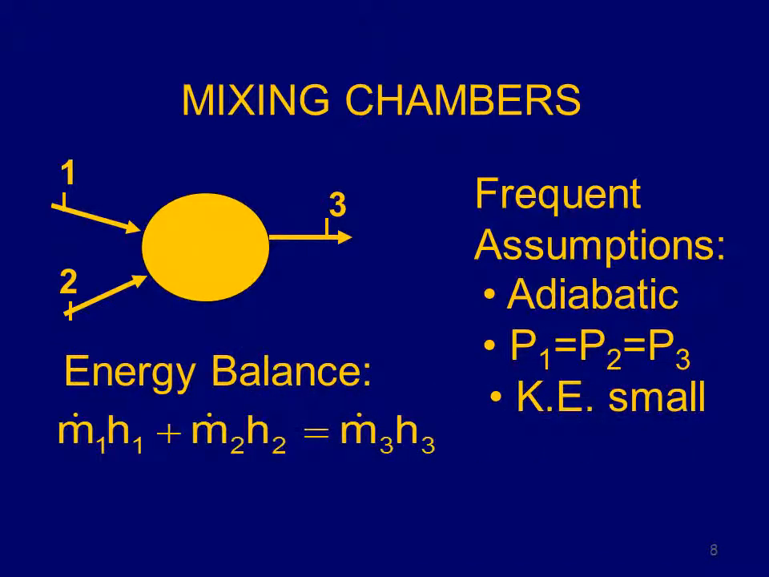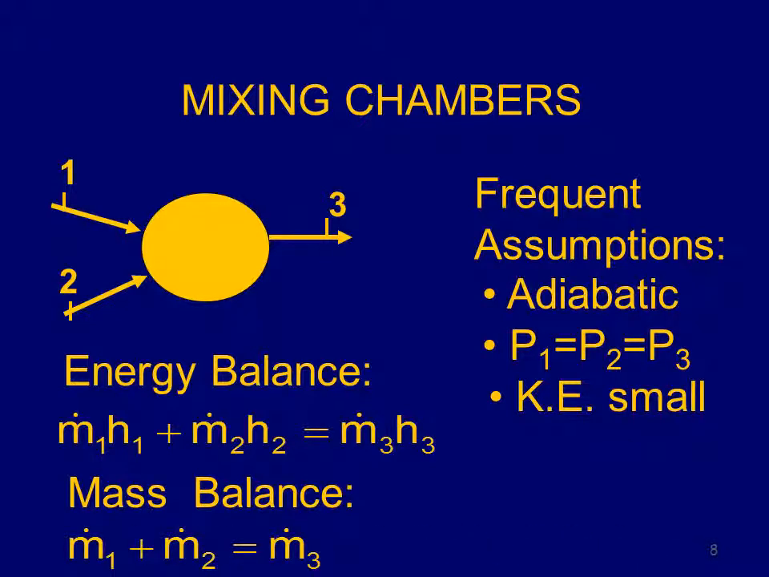And then we can do the energy balance as M1H1 plus M2H2 equals M3H3. We also can do a mass balance, which is probably obvious, but we'll put it up here anyway, that M1 plus M2 is equal to M3 because the two streams coming in will equal the stream coming out. Now that's assuming that we have steady state.